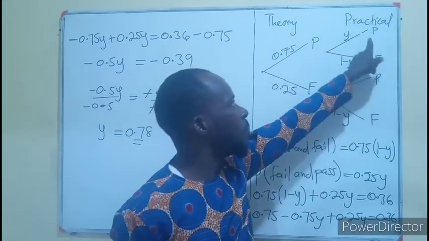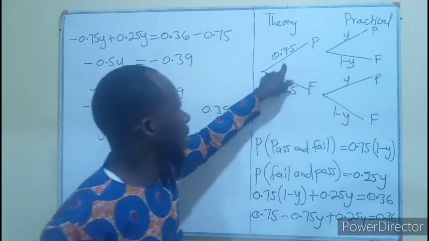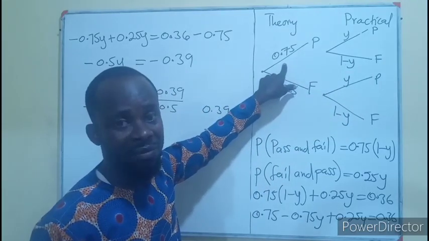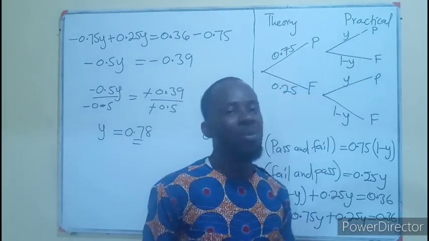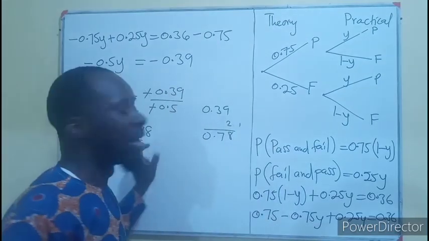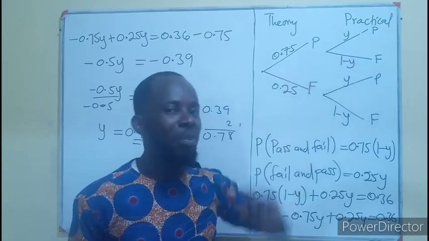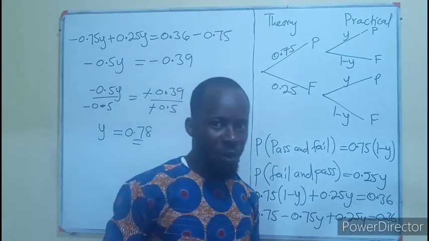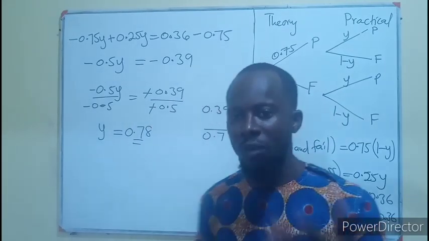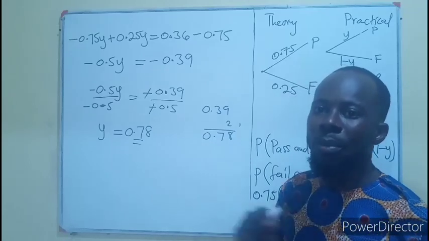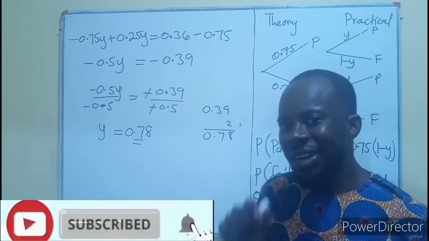Because y is for passing the practical. So passing the theory is 0.75. Passing the practical will be 0.78. I believe you can be able to find the failing of the practical also. So this is one way which we can solve this kind of question using the probability tree diagram.